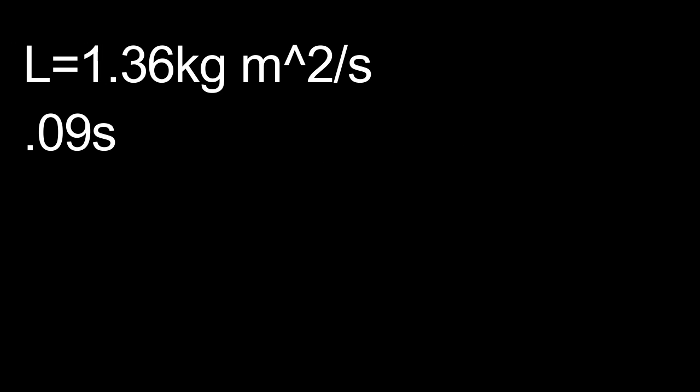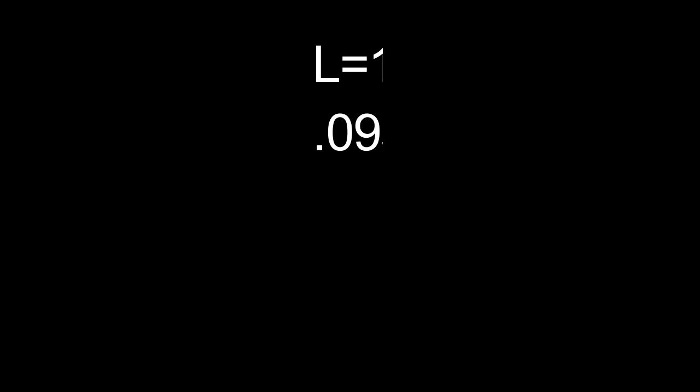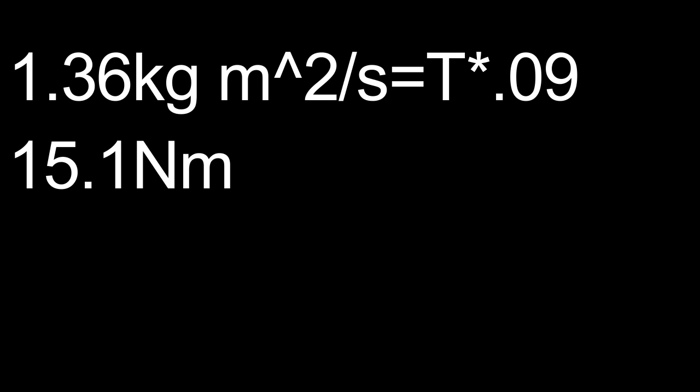Now I can go a step further and find the angular impulse of the bottle, which is the change in L equals torque times time. We already know that L equals 1.36 kilograms meters squared per second, and the length of time that I apply the torque to the bottle is 0.09 seconds. With this, we can plug these values in and get a torque of 15.1 Newton meters.